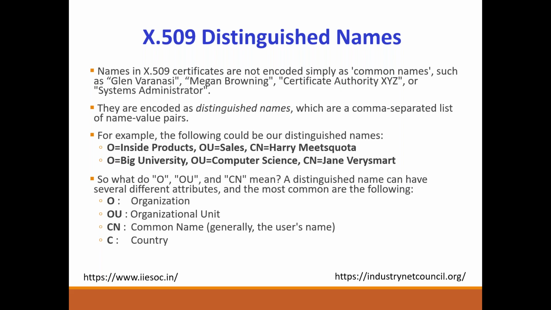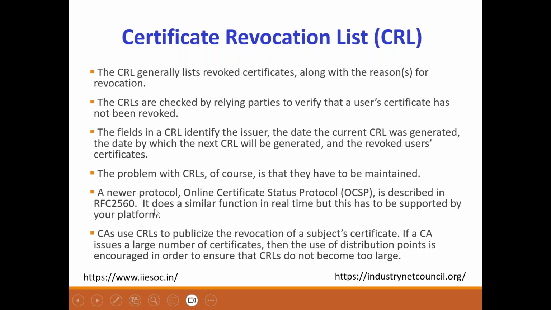And so you'll see things like O equals inside product and so on, it's a comma separated list of name value pairs. So when I say this is what is inside the cert. If you remember, LDAP uses things like this also.